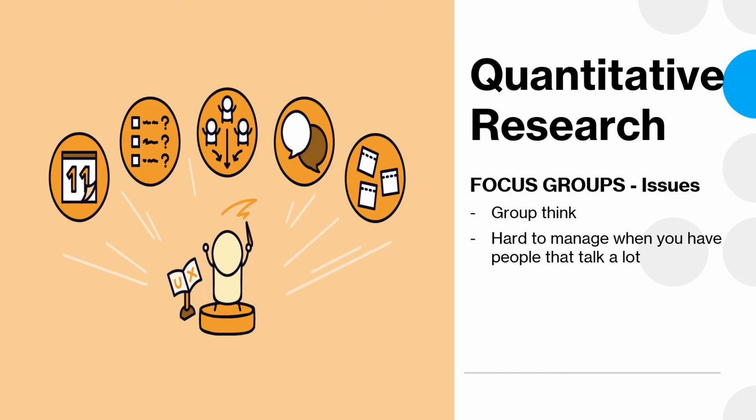And the other disadvantage is that it's hard to manage when you have people that talk a lot. So let's say you have 6 to 8 people and all of them talk a lot. It can be very hard to manage, but as the researcher, you need to make sure that you manage the entire process, you ask the right questions, and keep the entire discussion managed, and make sure that everybody's giving just enough responses for you to gather the information that you want.